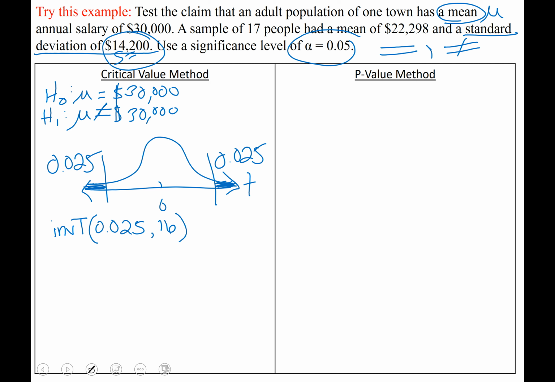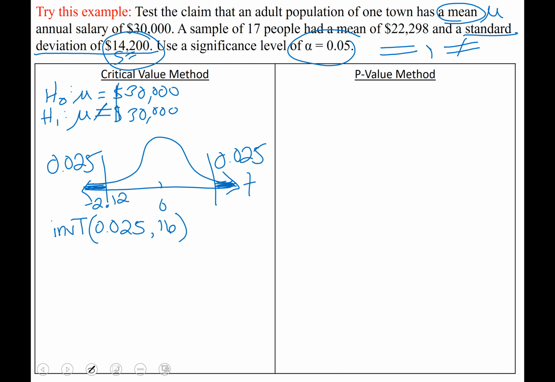Ooh, wrong. Clear. Hit second, distribution. Scroll down to inverse T and open that program. Give it an area of 0.025. Degrees of freedom is 16. Run that program, and that number you see on the screen is the critical value, negative 2.12.